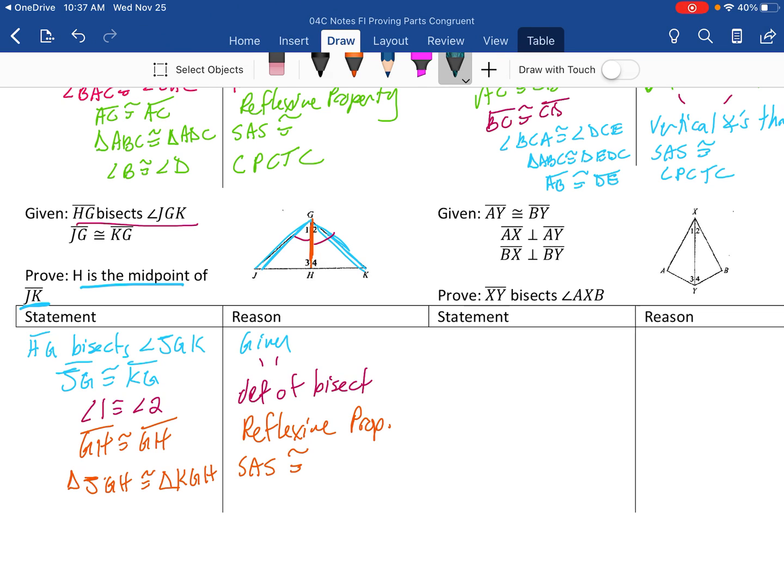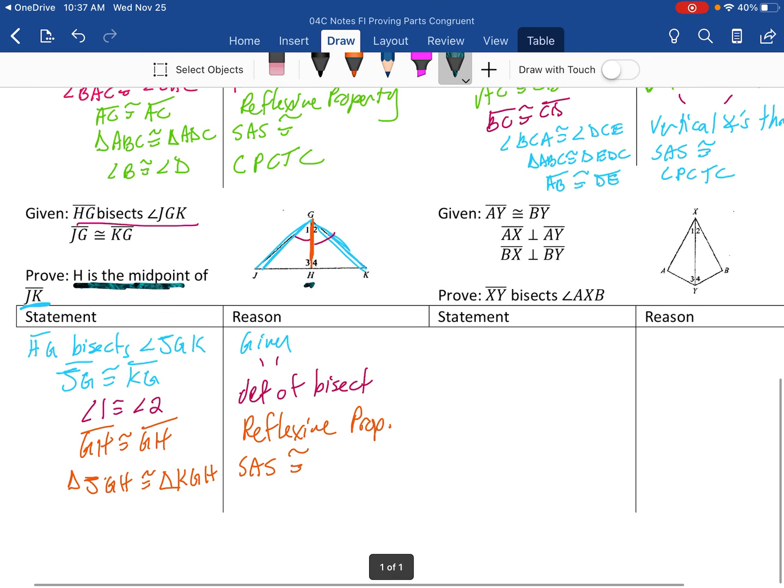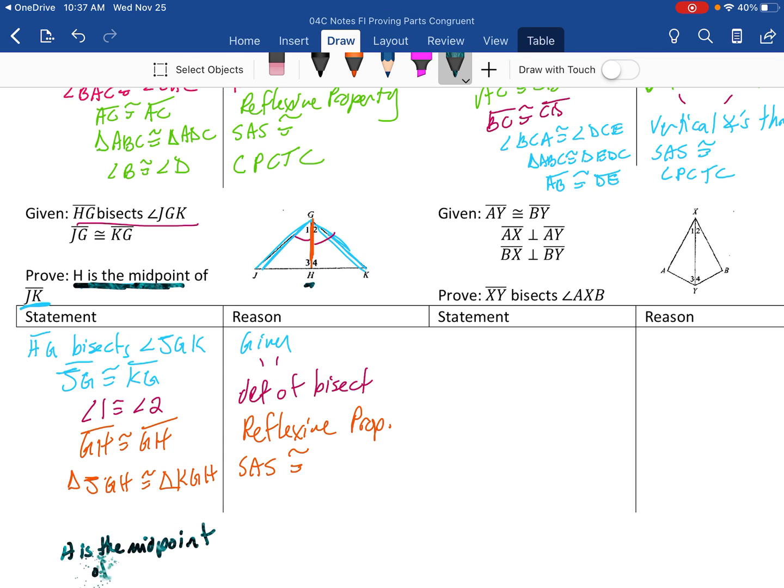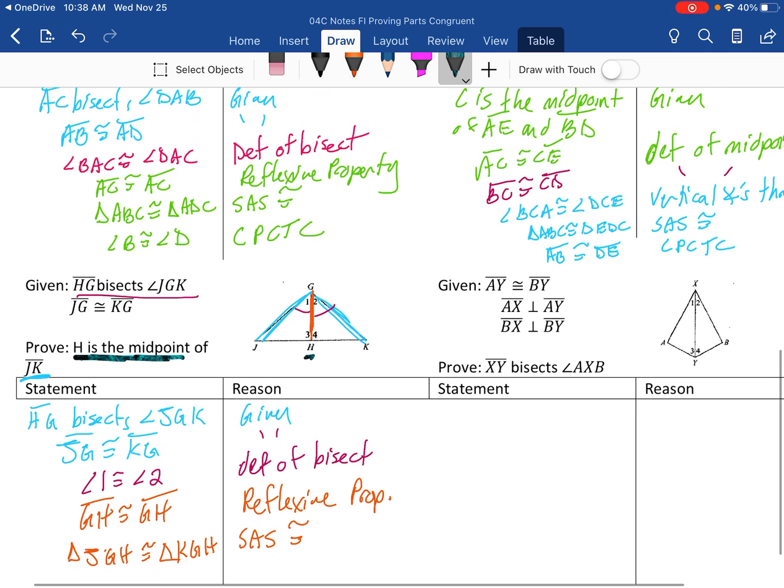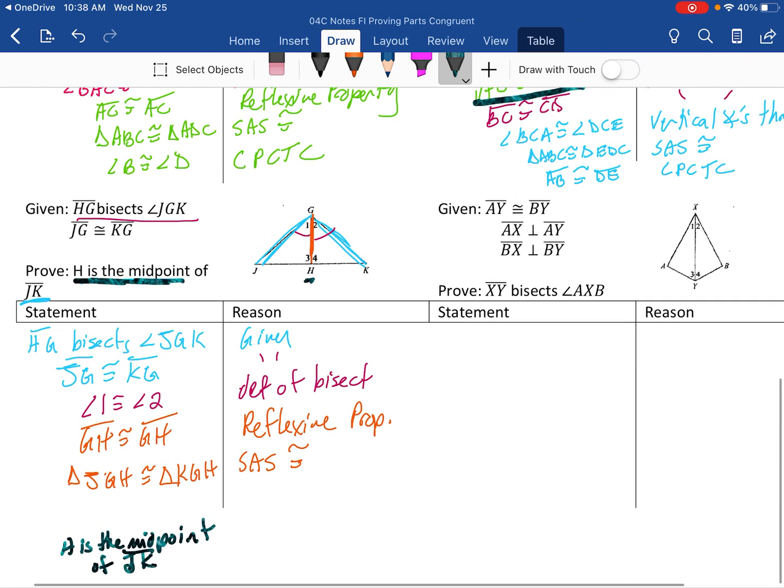Well, now I want to think about how I'm going to prove that H is the midpoint. Okay, so if H was the midpoint, I want you to work backwards from this because that's going to be your last step. I know the very last thing I'm going to say is H is the midpoint of JK. So what would show that? Well, what do we know about midpoints? Well, if we look back up here, we know that a midpoint divides a segment into two congruent parts. And so if I can show those two parts are congruent, I can say that it's a midpoint.